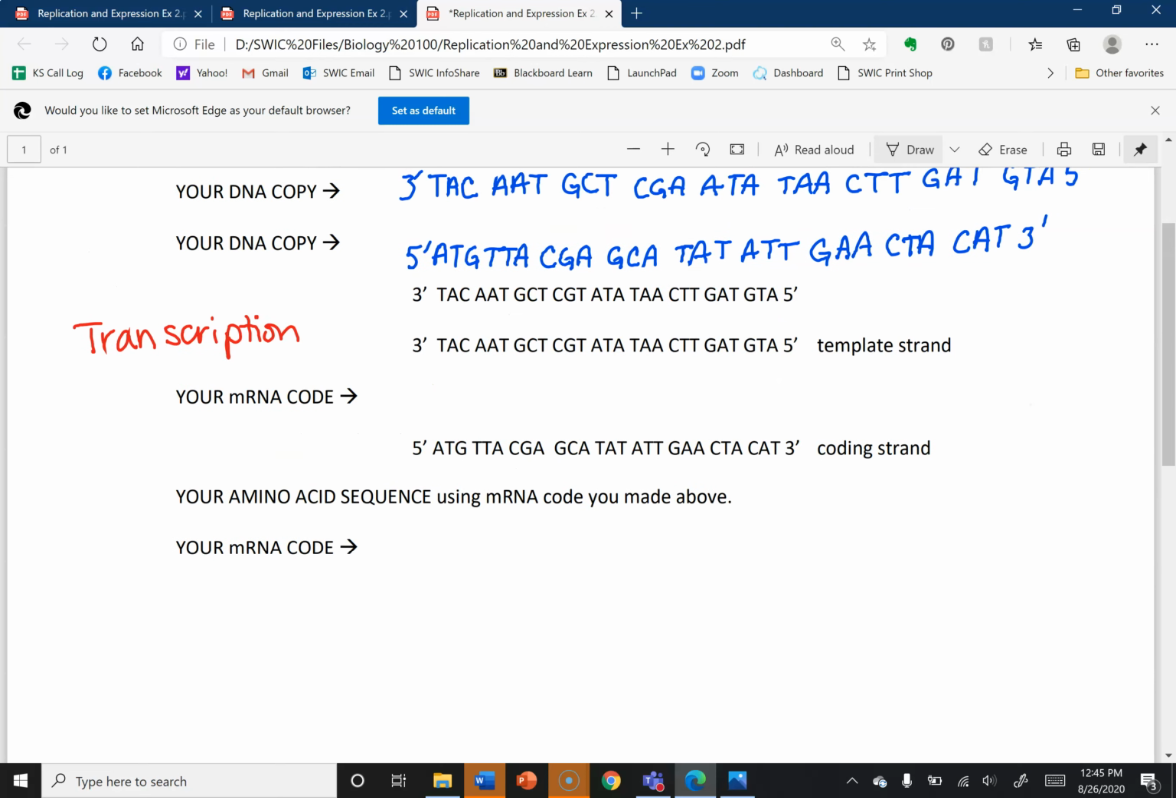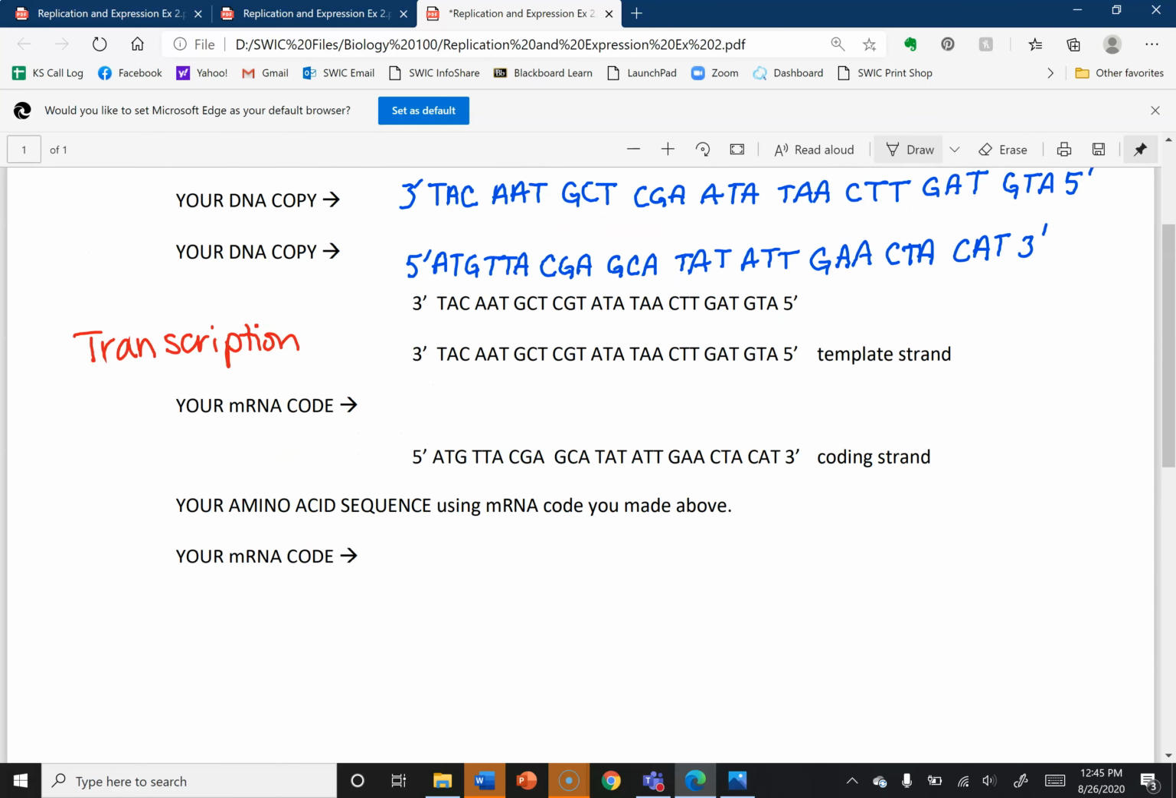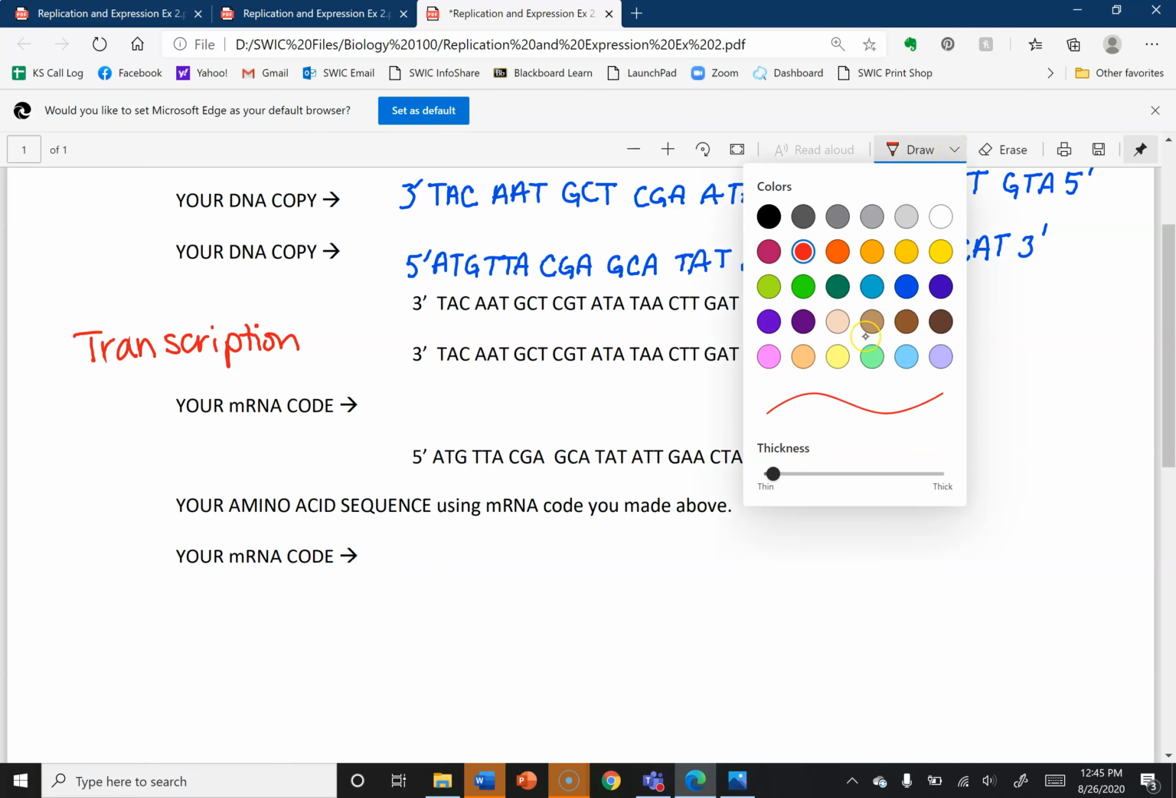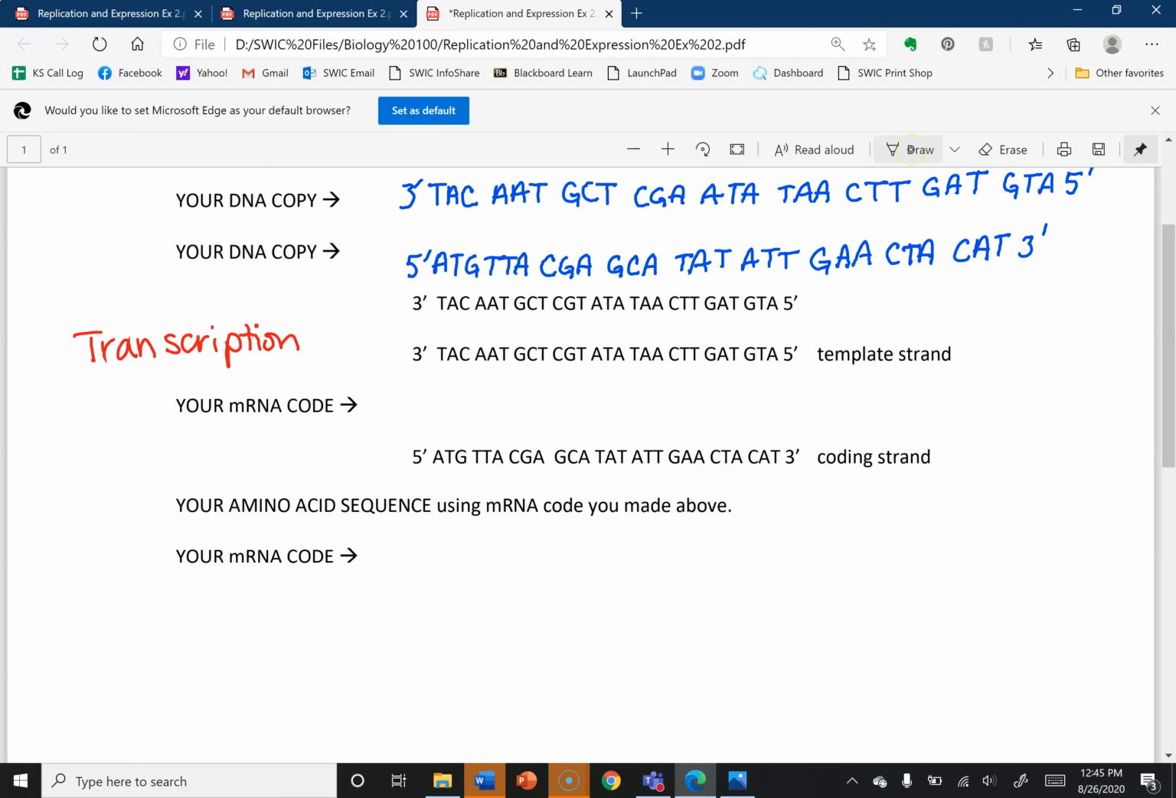transcription and translation. So I have the same strand here, and we are going to now transcribe it. We are going to use the DNA template strand in order to make our messenger RNA. The reason that we use the template strand is that the messenger RNA we make is going to be nearly identical to the coding strand, and that coding strand is the one that has the information for the gene we're trying to express.